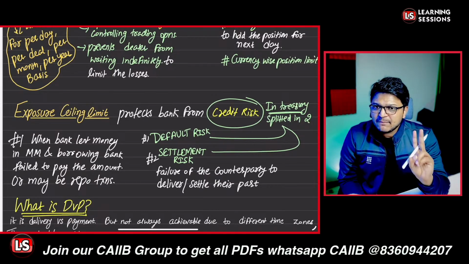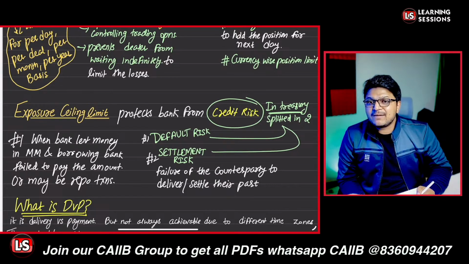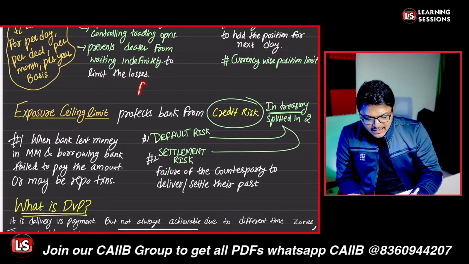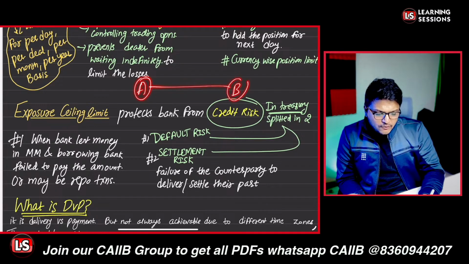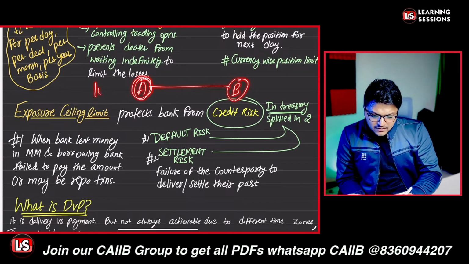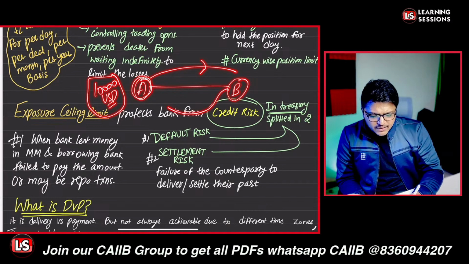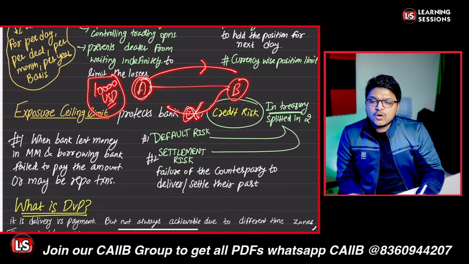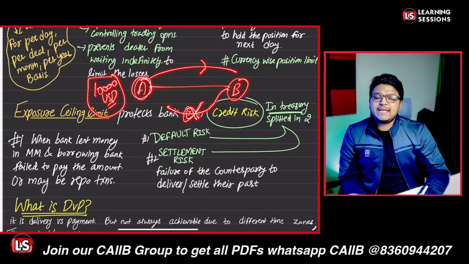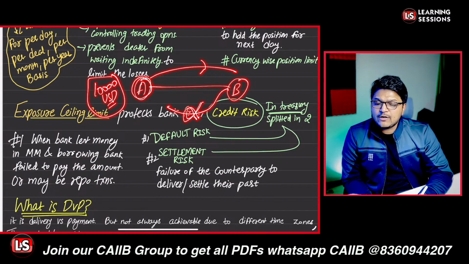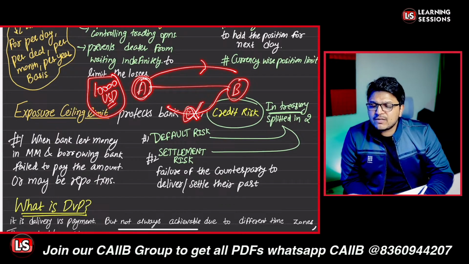The second type of risk present in credit risk is settlement risk. Settlement risk is related to the failure of the counterparty to deliver their own part of the settlement. Let's say A and B parties were dealing, and there was a forward contract that bank A wanted to buy 10,000 USD. Bank A has paid the amount in INR, but B defaulted and cannot deliver the USDs. That is a settlement risk.